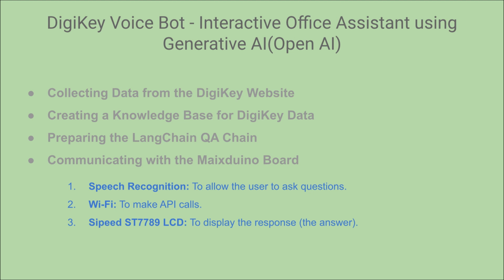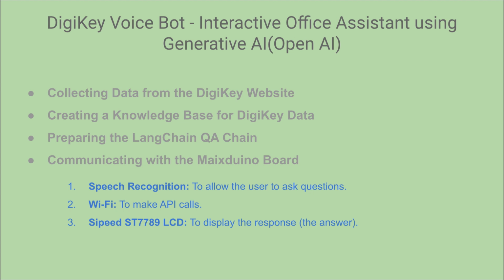Okay, let's quickly explain the project step by step. The first step is collecting data from the DigiKey website. It means I have collected some basic information from the DigiKey website, for example, what is DigiKey? How can I make an order? How can I cancel an order? How can I contact them? That kind of information we can extract from the website.